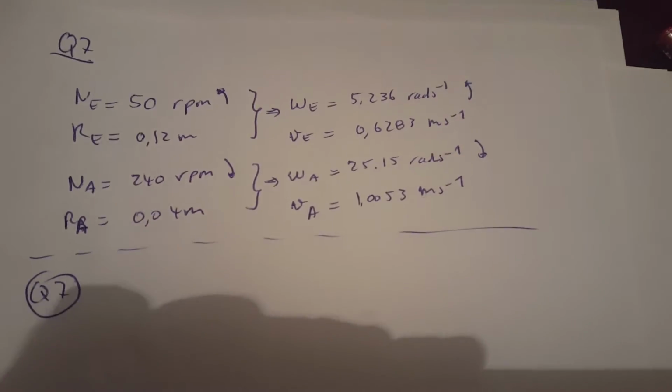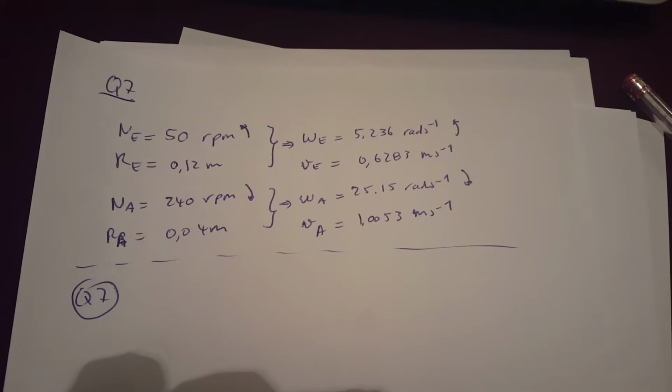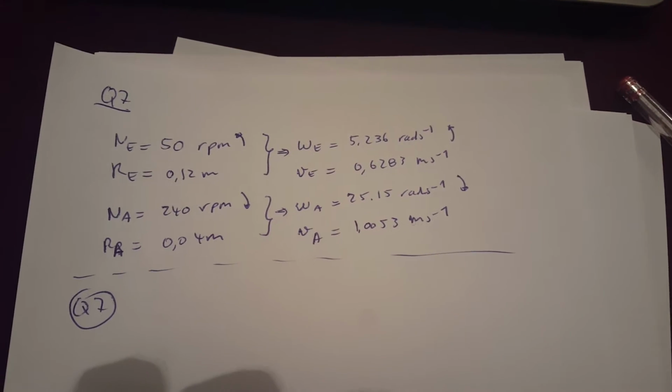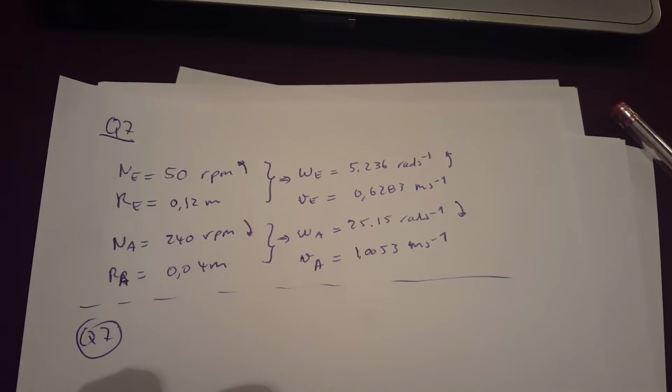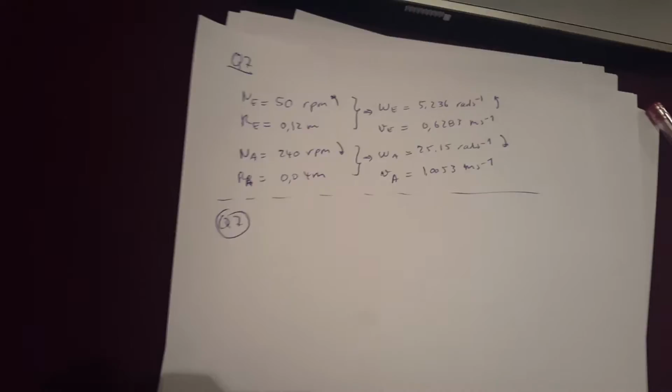So let's do it. First of all, I already converted all the data into SI units, metric units. As you can see here, I determined omega E and omega A in radians per second, and the corresponding tangential velocities at gears E and A. I'm going to start with a schematic to explain how all of this works out.